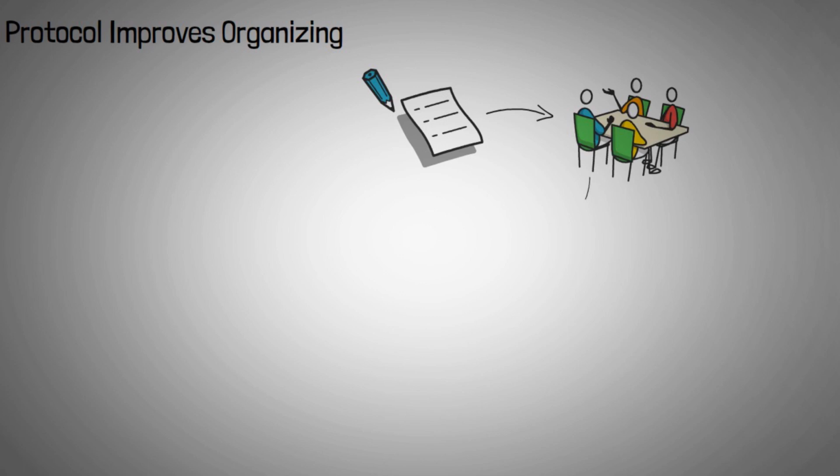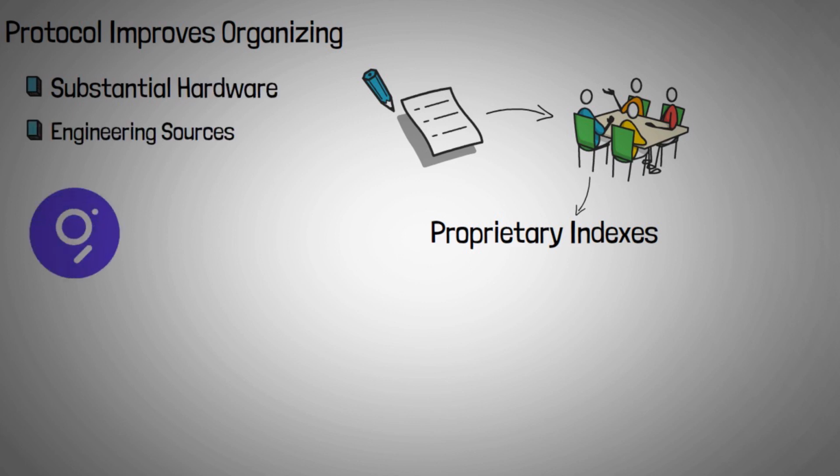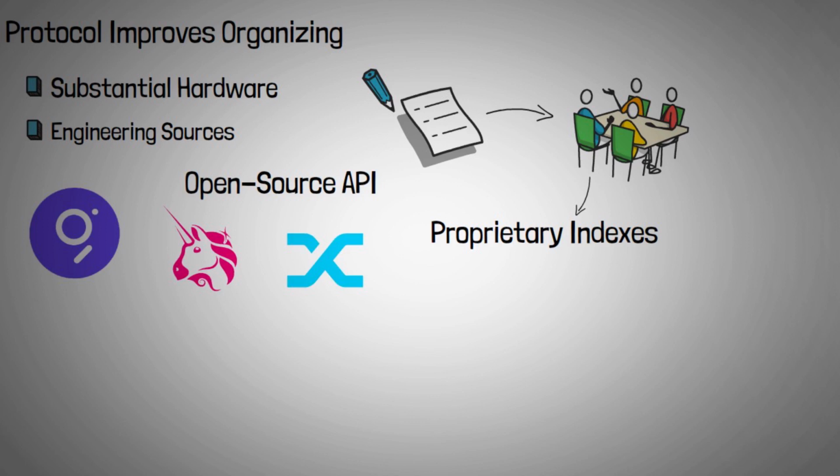Before the existence of the Graph protocol, developers would have to use proprietary indexes, which takes away from decentralization. Furthermore, it often would require substantial hardware and engineering resources. The Graph offers developers easy access to open-source API subgraphs, with massive crypto projects including Uniswap, Synthetics, and CoinGecko already using the Graph's hosting service.